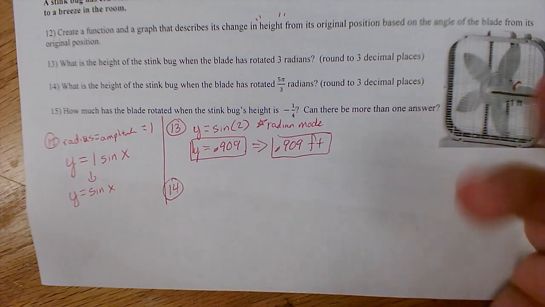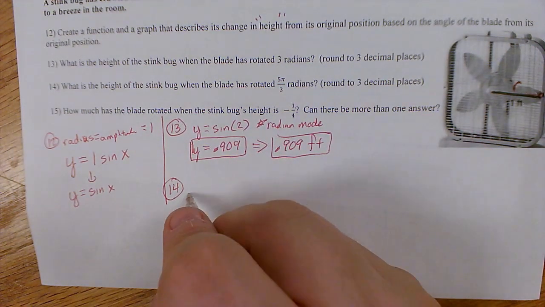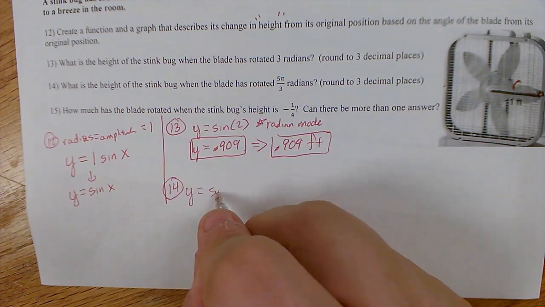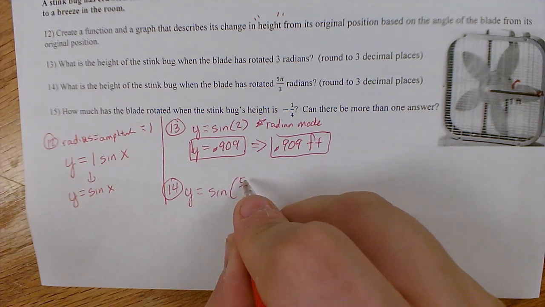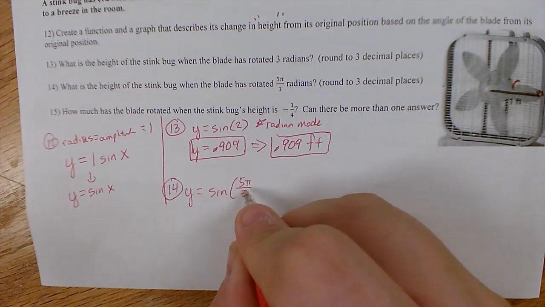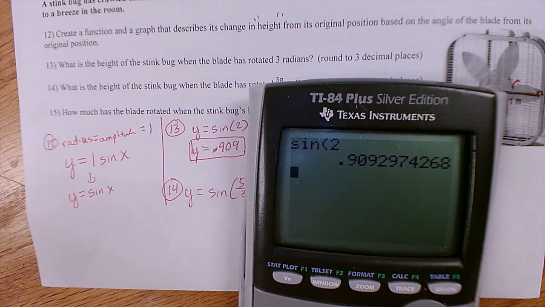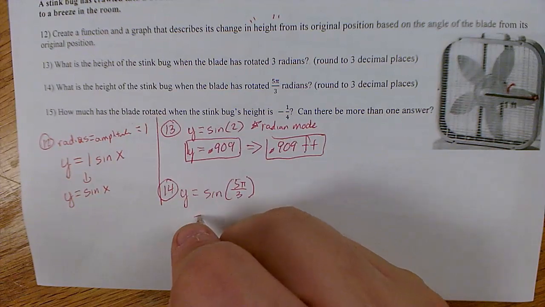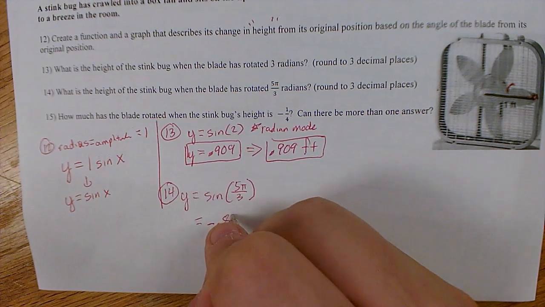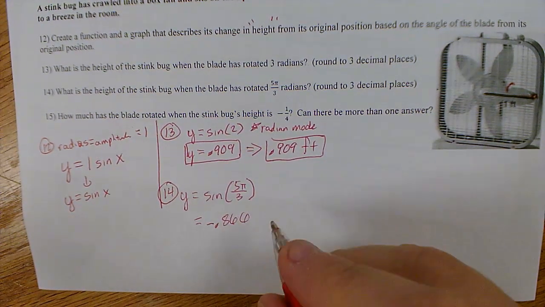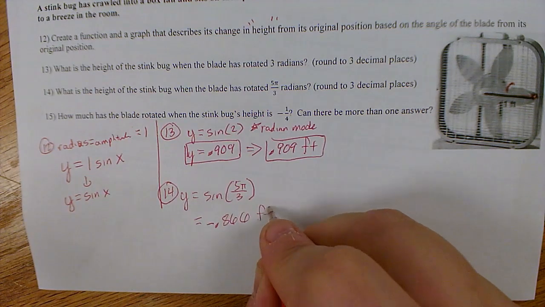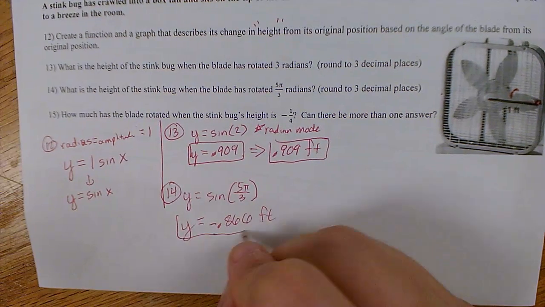So just like we did yesterday, if it's rotated 5 pi over 3, we'll do y is equal to the sine, and we literally type in 5 pi over 3 since we're trying to get the full decimal answer. So we're going to type in sine of 5 pi over 3, and it's negative 0.866. And this would be negative 0.866 feet.